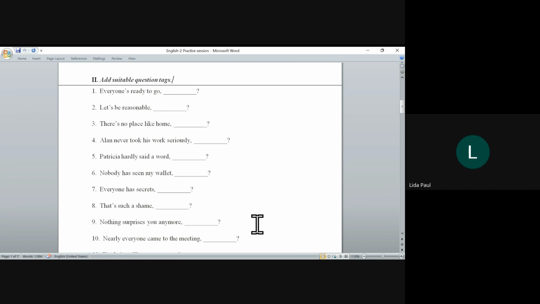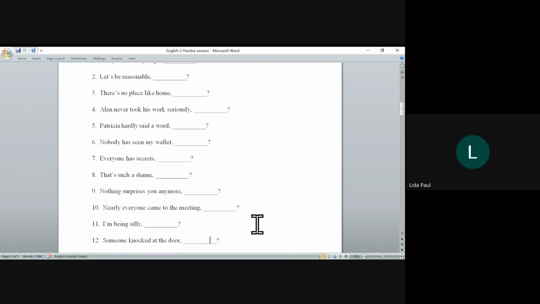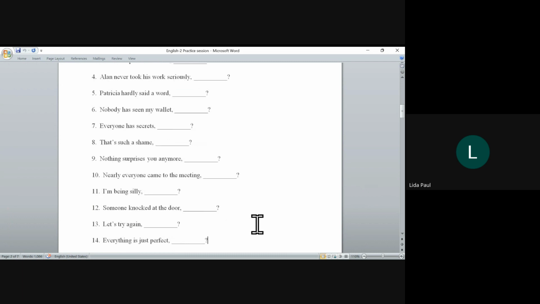Because we are using "nothing", right? So nothing is basically something that you use for inanimate objects. So it makes more sense to use a word like "it" than repeating "nothing". So is it? Sorry, does it? Okay, not "is it". Nothing surprises you anymore, does it? Okay. Nearly everyone came to the meeting. Nearly everyone came to the meeting.